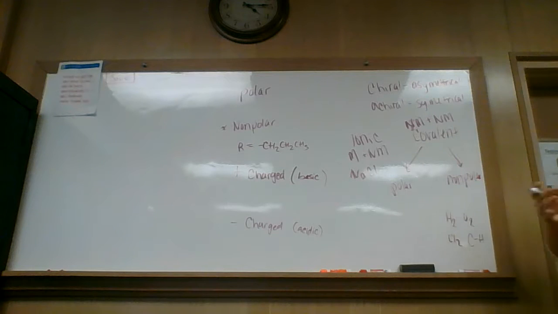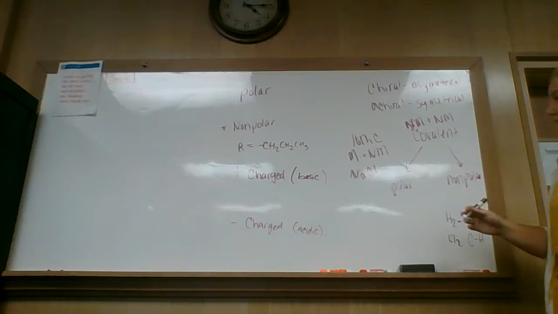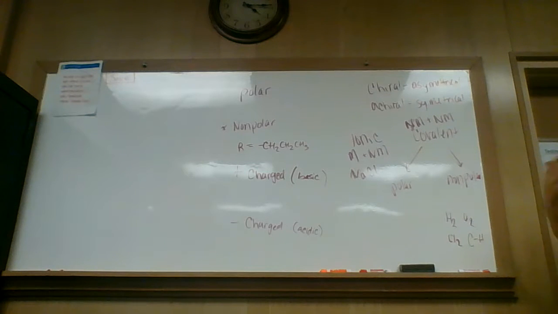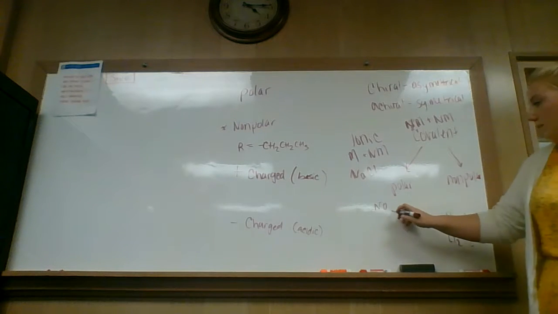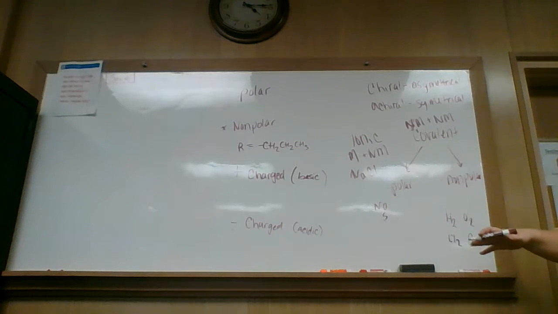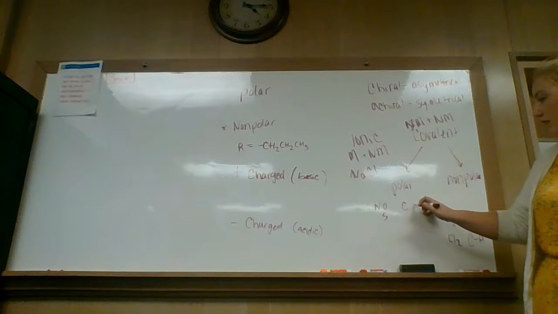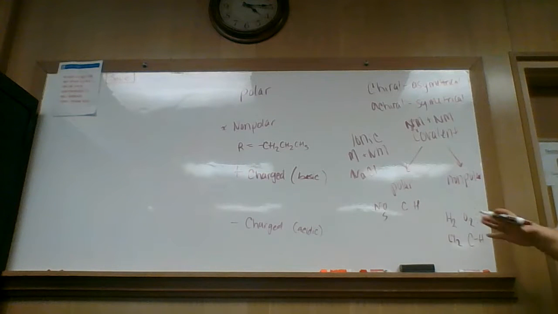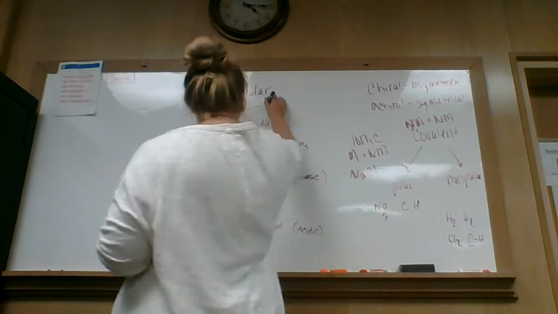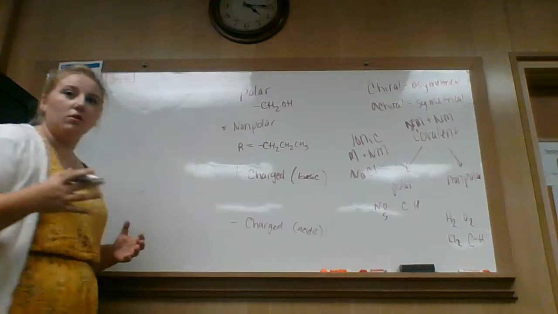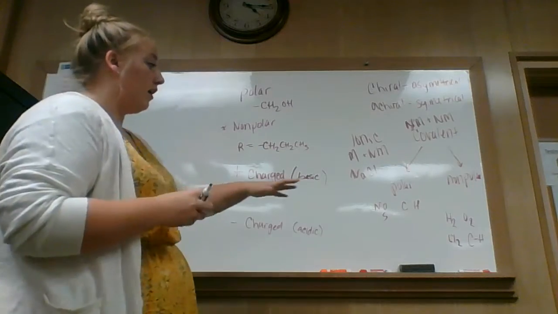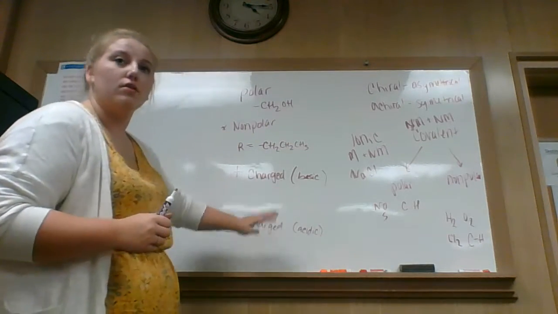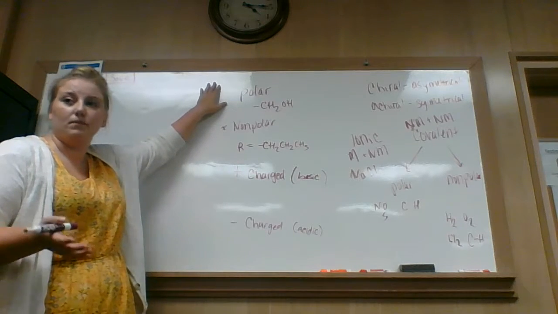Polar is when we have a difference in electronegativity. So it's good to know some of your stronger electronegative atoms: nitrogen, oxygen, and sulfur. You won't really have the halogens in there, but those are very electronegative atoms. Anytime you have that with carbon or hydrogen, you have a polar bond. So for example, CH2OH, we have an oxygen here. Anytime you have an electronegative atom in your R group and there's no charges, it's polar neutral.